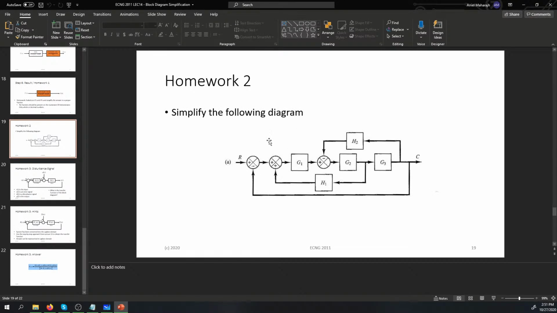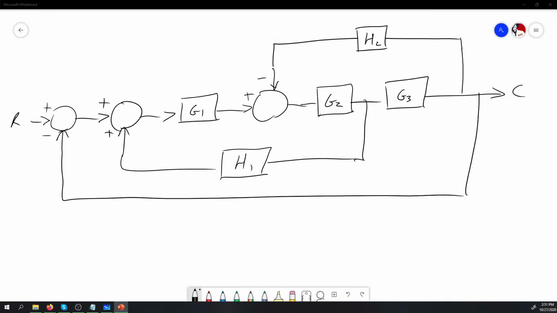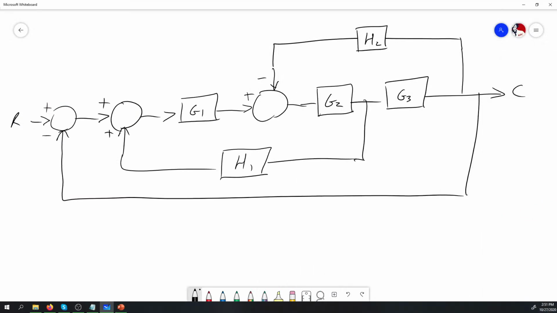So I'm actually going to go through this in particular and the strategy that we're going to be using to reduce this block diagram. So I just drew it out here on the whiteboard for you guys, and we're going to be actually reducing this as we're going along.